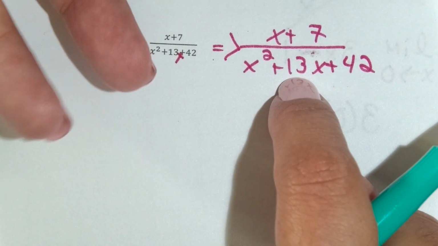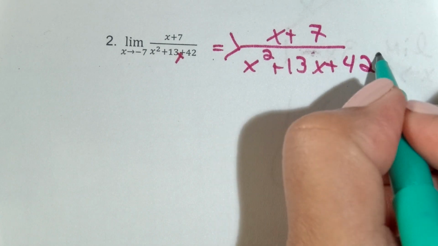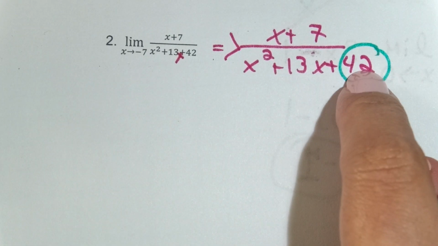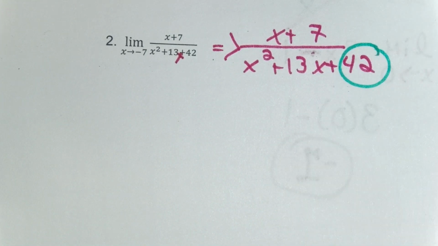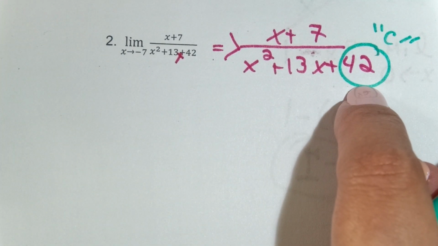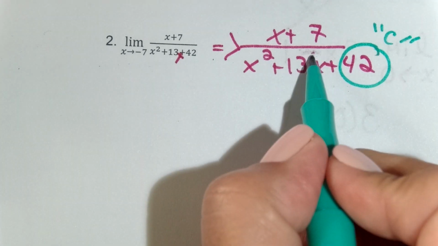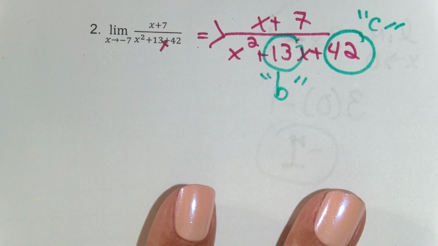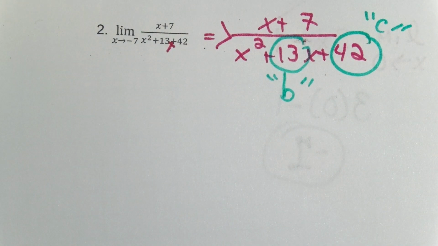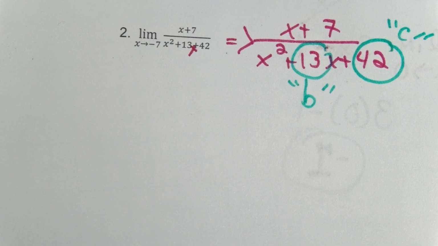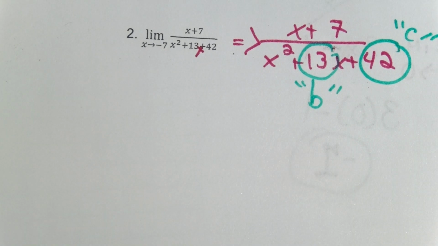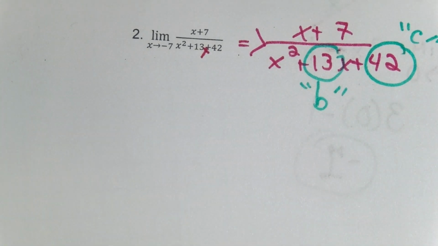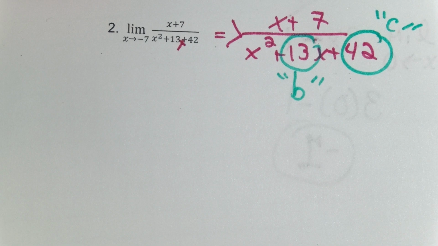In general, we need factors of this last term. This is called the C term. We need factors of the C term that add to the B term. Okay? And when I say add, you can add negative numbers. So one can be negative, both can be negative. So make sure you're playing around with the positive and negatives.